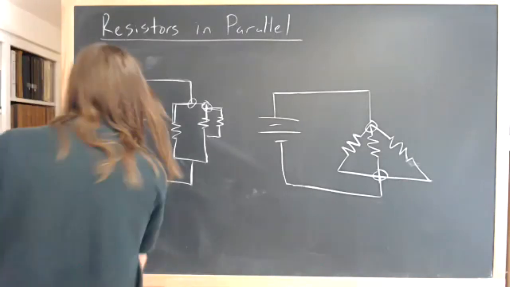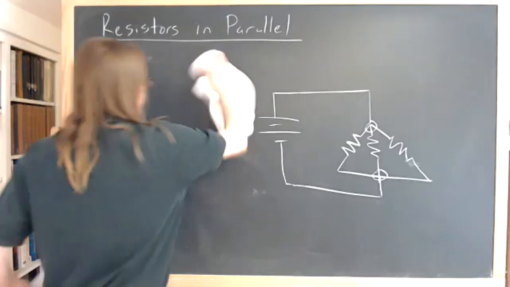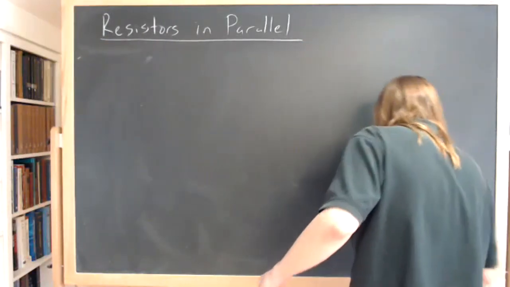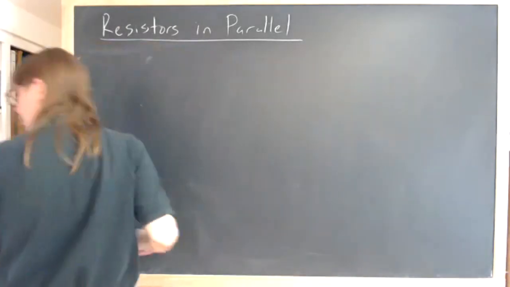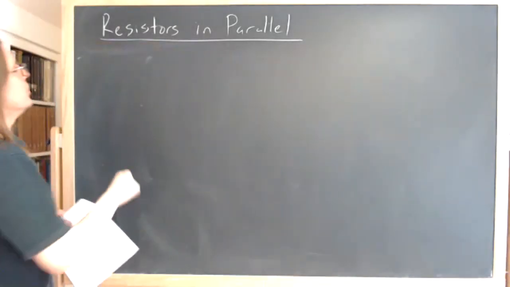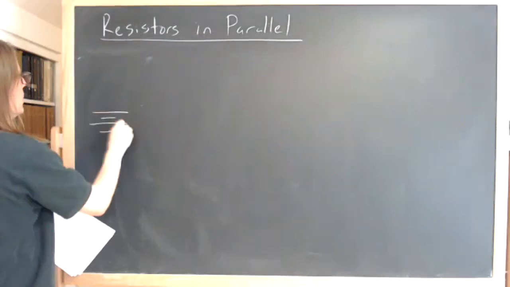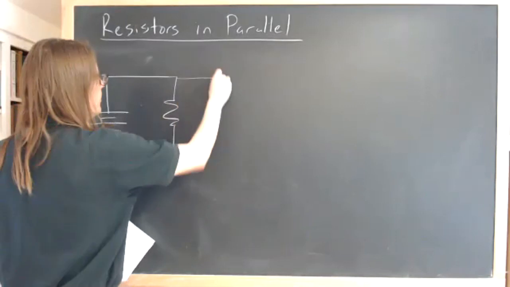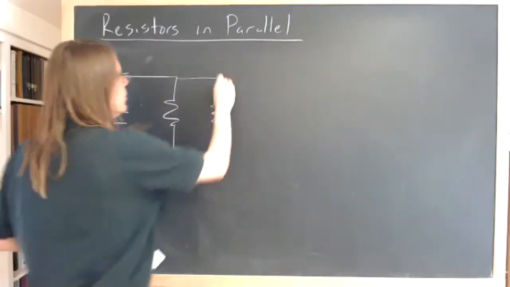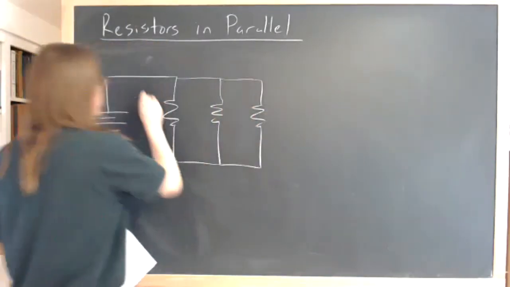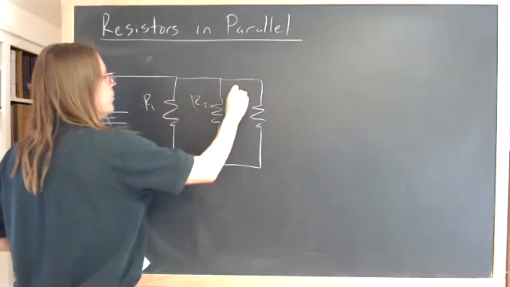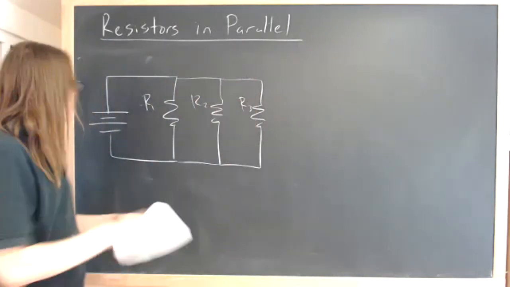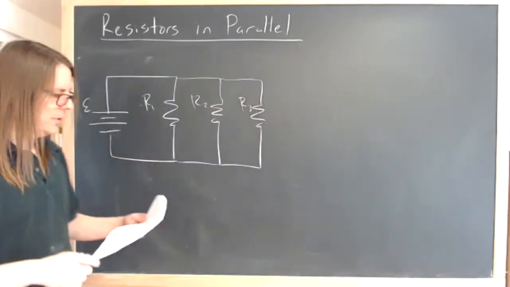We are now prepared to solve the problem of resistors in parallel, but I realize I need to redraw it my initial way so that the labels work. So this was R1, this was R2, and this was R3. I did not need to draw it that big. There's an EMF like that.